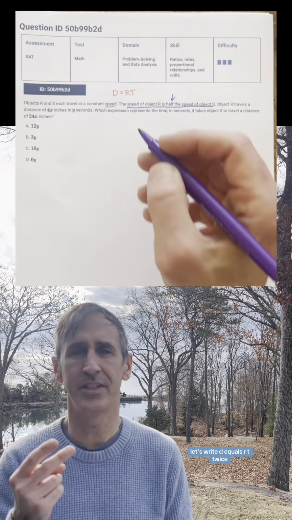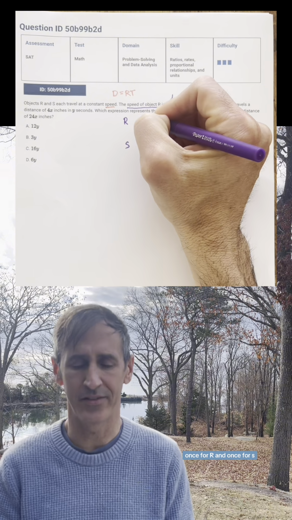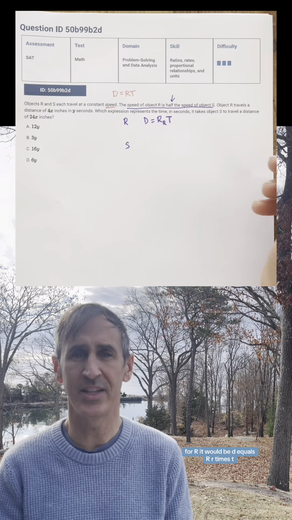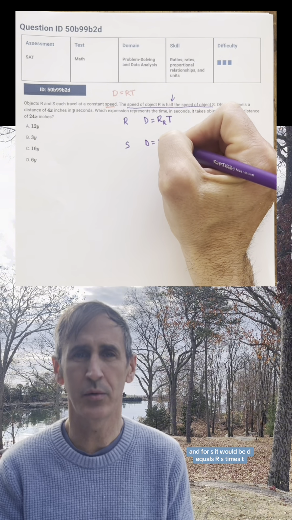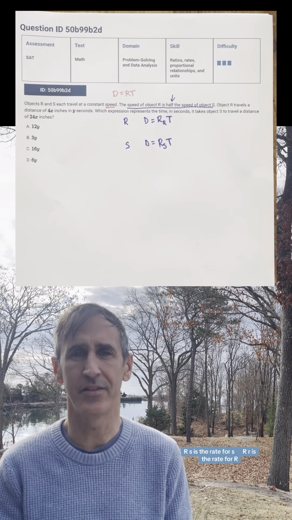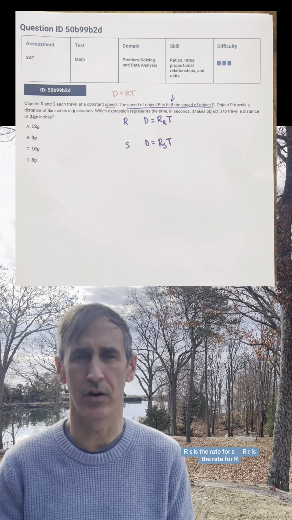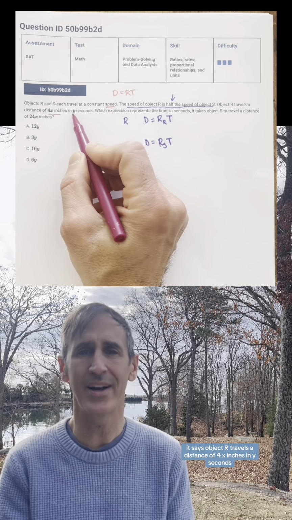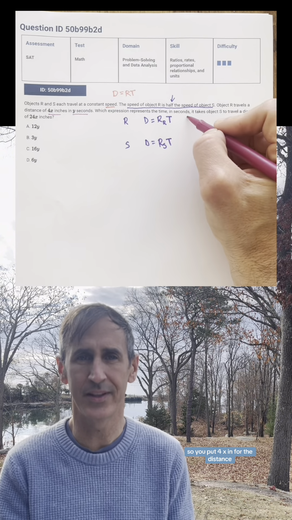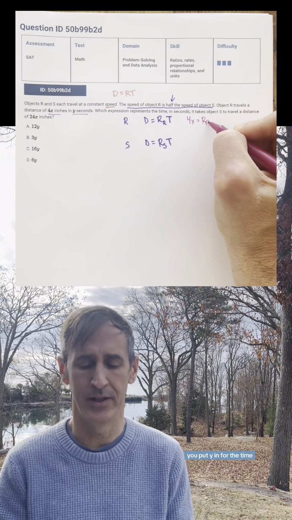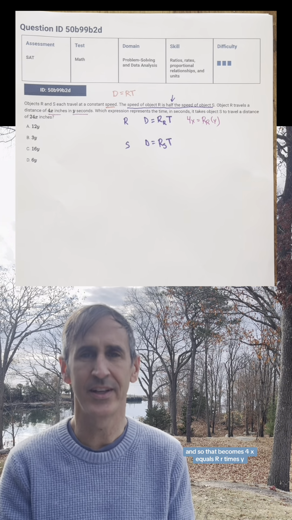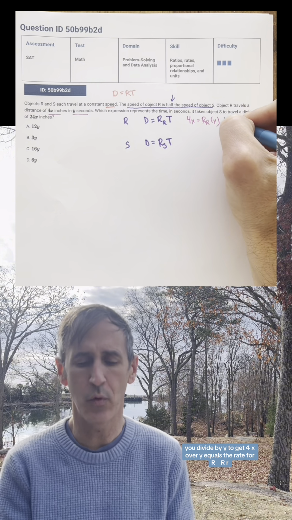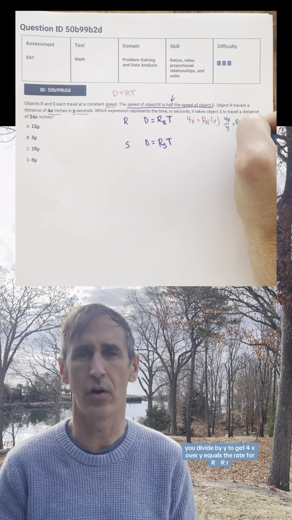Let's write d equals rt twice, once for R and once for S. For R, it would be d equals rR times t, and for S, it would be d equals rS times t. rS is the rate for S, rR is the rate for R. It says object R travels a distance of 4x inches in y seconds. So you put 4x in for the distance, you put y in for the time. And so that becomes 4x equals rR times y. You divide by y to get 4x over y equals the rate for R, rR.